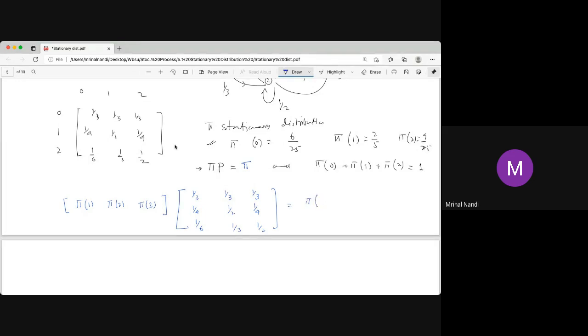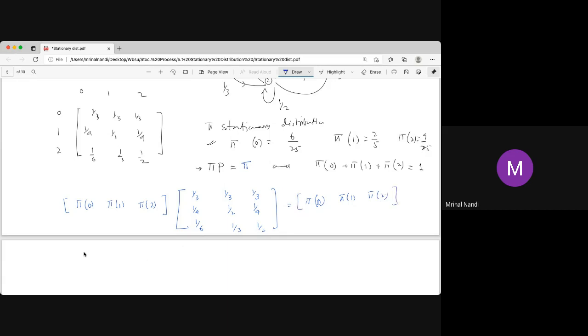Oh, pi 0 actually, 0, 1, 2 is not 1, pi 0, so 0, 1, 2, so pi 0, pi 1, pi 0, pi 1. So this is the equation. So what are the equations?